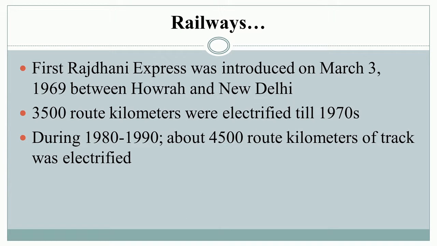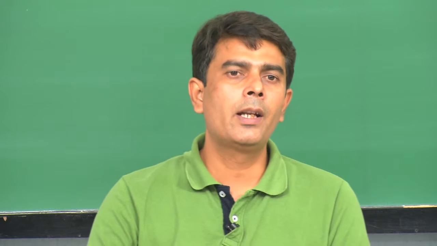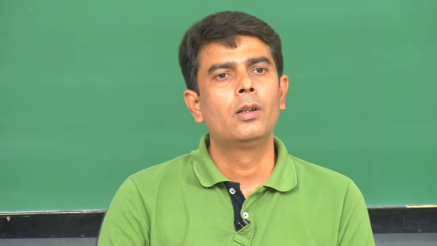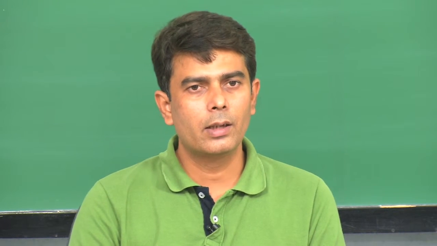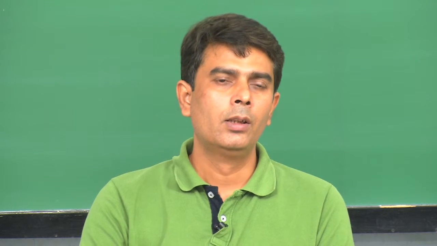1960 to 1969. The first Rajdhani Express was introduced on March 3, 1969 between Howrah and New Delhi, and 3,500 route kilometers were electrified till the 1970s. During 1980 to 1990, about 4,500 route kilometers of track were also electrified. So this shows that even after independence, due to public expenditure, we reached new heights in terms of railway networks and railway infrastructure.